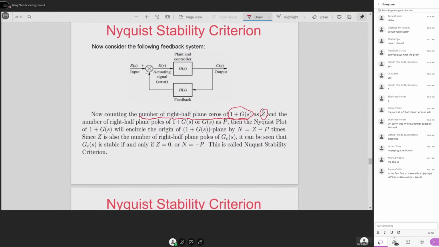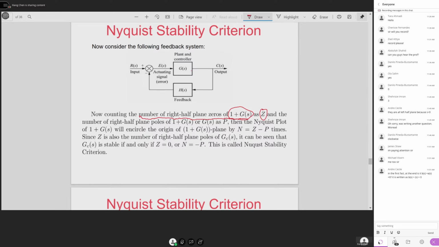And I'm going to indicate this number as Z. Okay. So is the Nyquist plot of 1 plus G of S available? Yes, of course. Why? Because G of S is the open loop system, and the open loop system is something that we know. So you can definitely draw the Nyquist plot of 1 plus G of S, right?